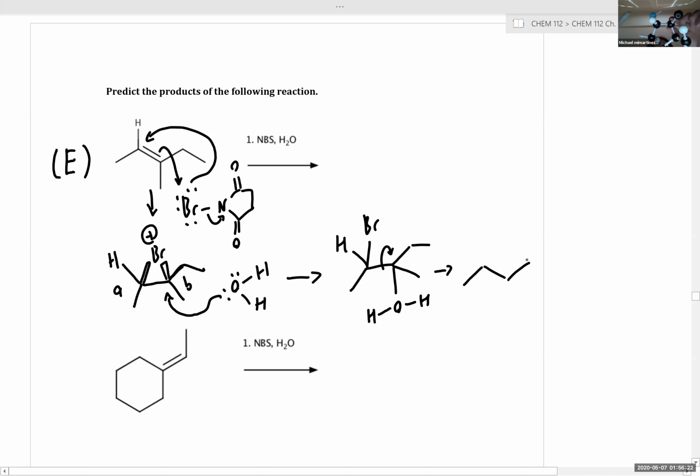So first and foremost, is this hydrogen, attached to our carbon attached to the bromine, pointing towards you or away from you? Towards you or away from you? Towards. So the hydrogen gets a wedge.